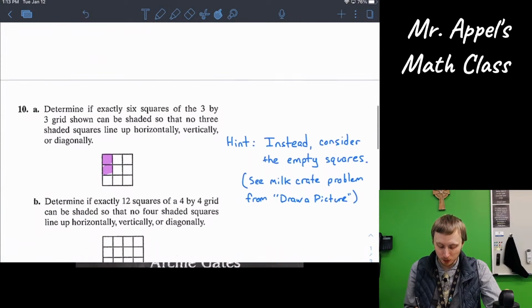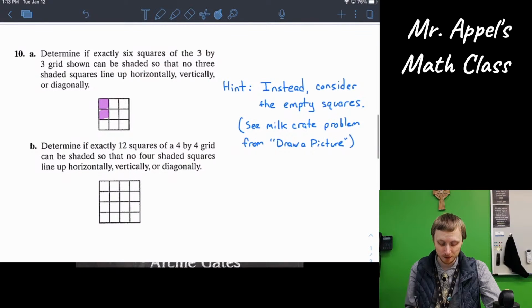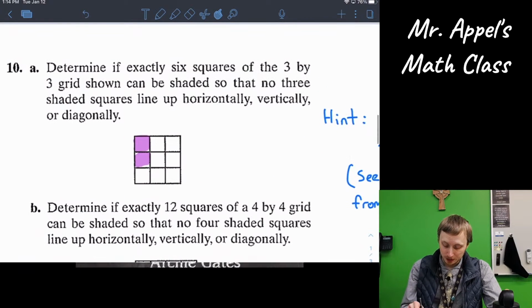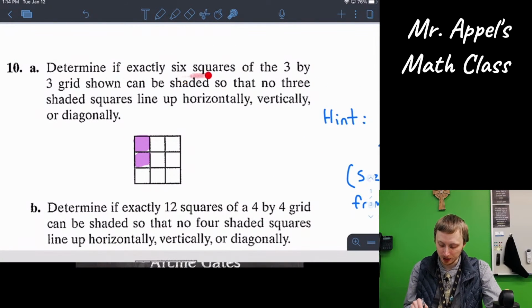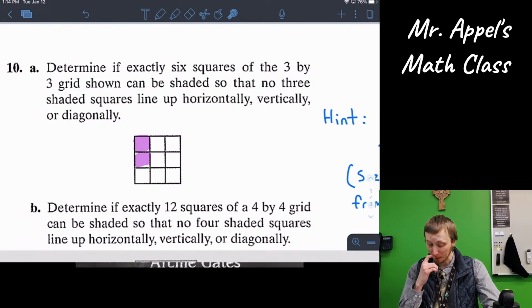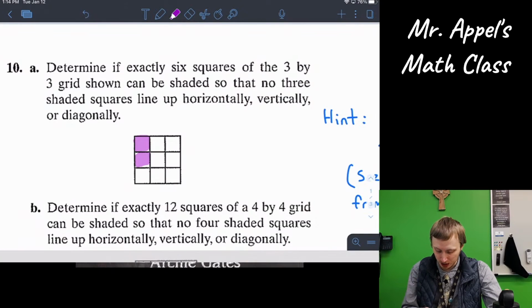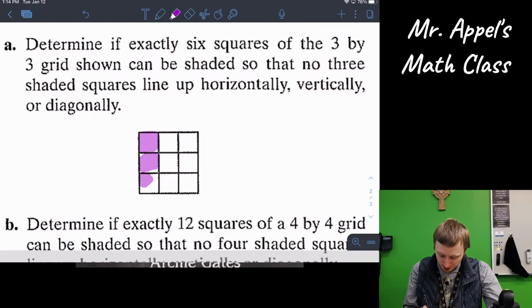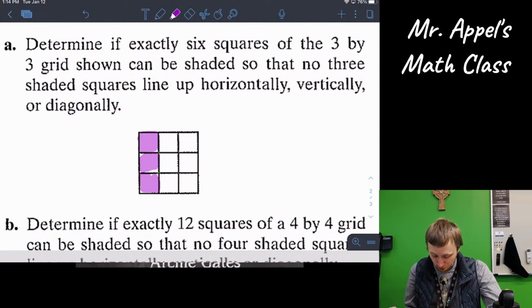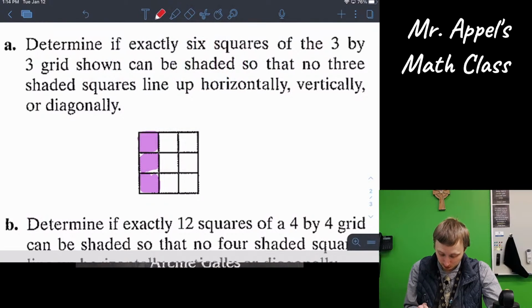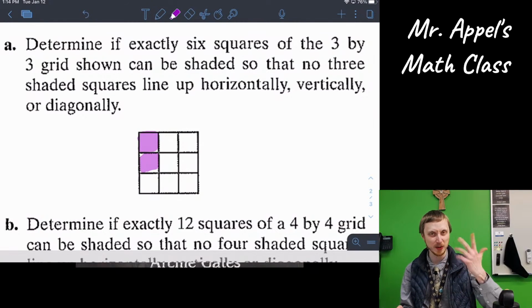And then the third level 1 problem, question 10 from the text, says, determine if exactly 6 squares of the 3 by 3 grid shown can be shaded so that no 3 shaded squares line up horizontally, vertically, or diagonally. Right? So you break out the crayons and you start coloring in the squares as you go, and then you realize, oh wait, shoot, that's 3 in a row, right? I can't have that. Do not make tic-tac-toe with your colored squares. So you're going to try to find a way to avoid doing that.